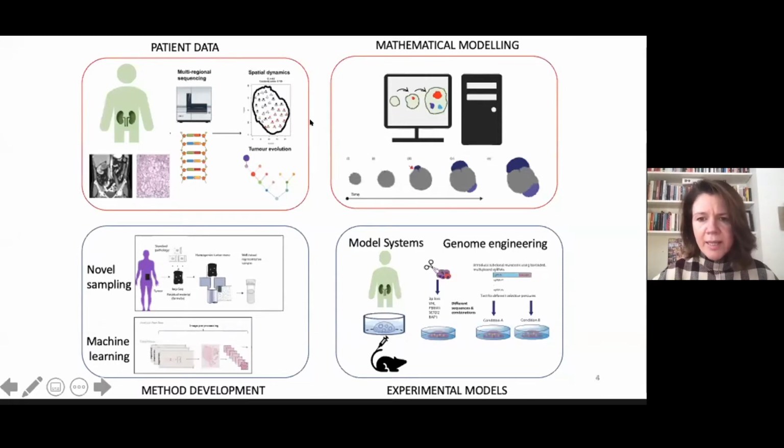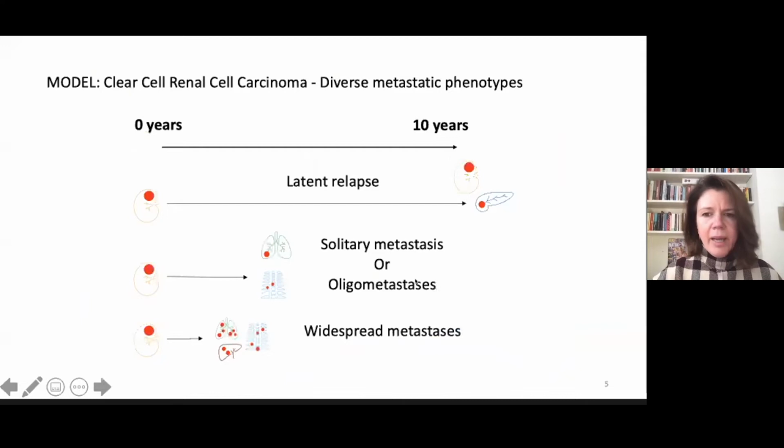We work on two cancers in the lab, melanoma and kidney cancer, but I will only focus on the latter today. And arguably, renal cancer really has the necessary diversity of metastatic phenotypes to help us understand how this might be underpinned by different evolutionary trajectories. So some tumors, which are not shown in this schematic here, actually are detected at very early stages. They never progress, they never metastasize.